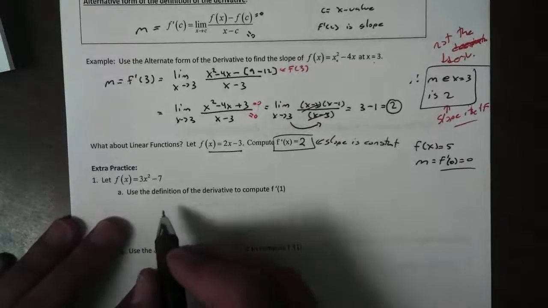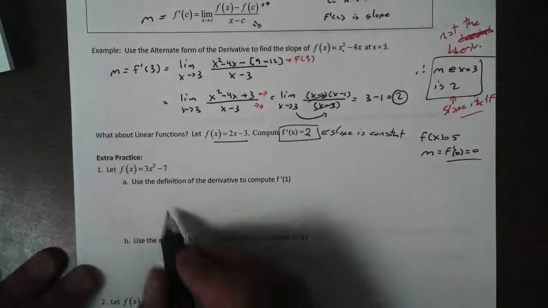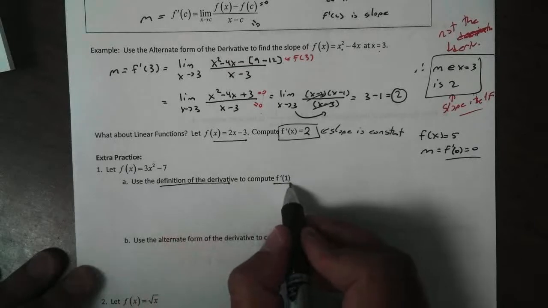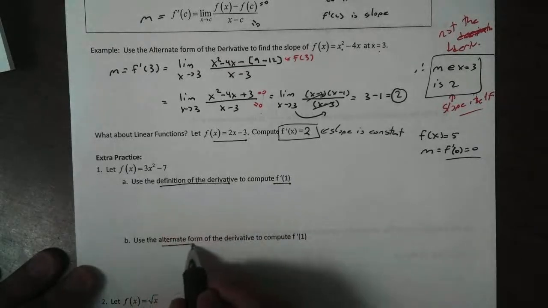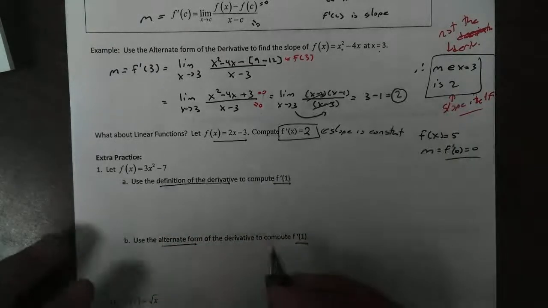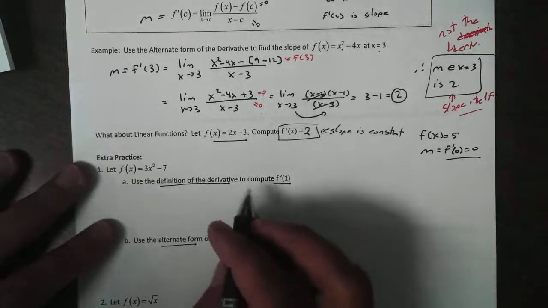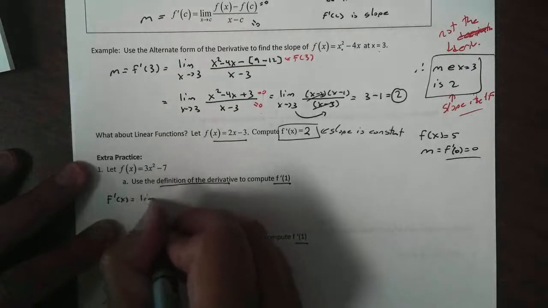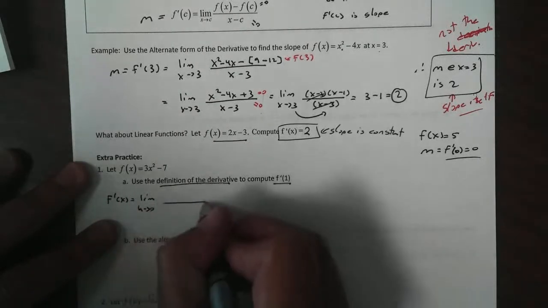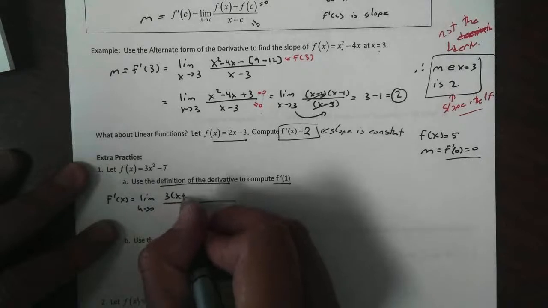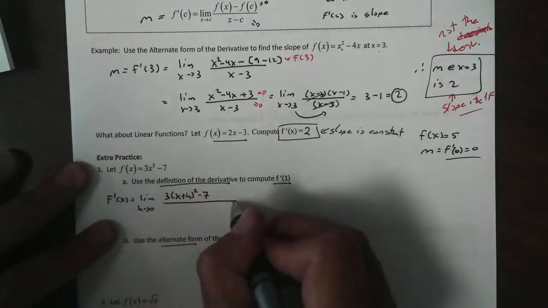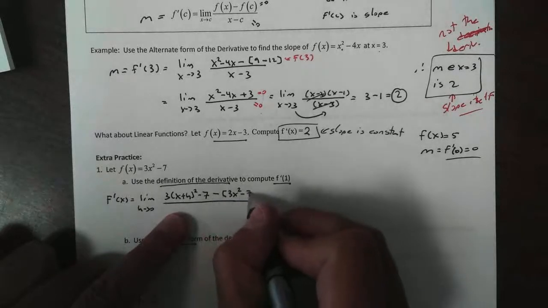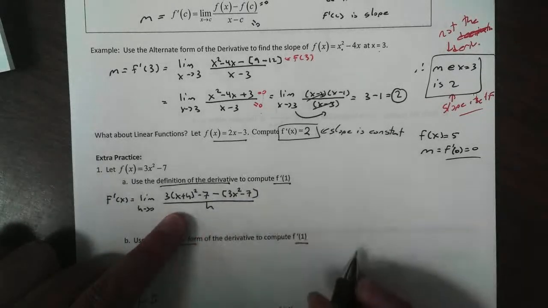So let's practice some. In step A, we want to use the definition of the derivative to compute the slope at 1. Then we're going to use the alternate form to compute the same slope. Find out which is easier. So remember, we got our definition. We get f prime of x is the limit as h goes to 0 of 3 times x plus h squared minus 7, f of x plus h, minus the original function 3x squared minus 7, over h.